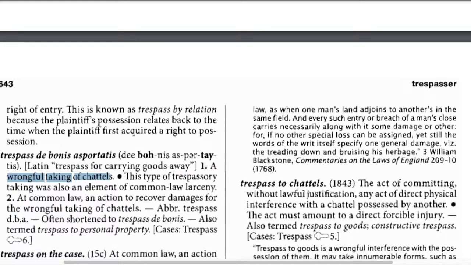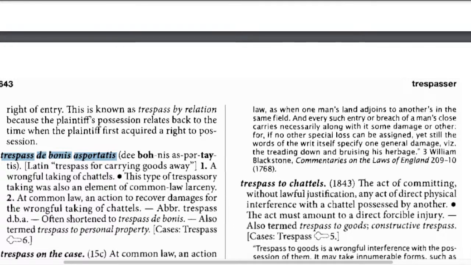A wrongful taking of chattels, which is removable property. And this type of trespassory taking was also an element of common law larceny. And at common law, an action to recover damages for the wrongful taking of chattels. So this would be the action to recover damages. If you were without the use of your chattels, then you could have a monetary value for that loss. Then the action would be a trespass de bonus asportatis.